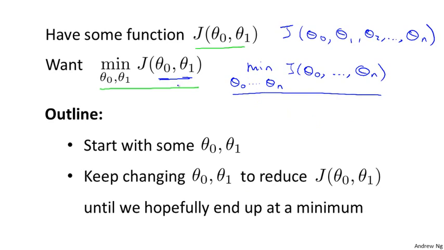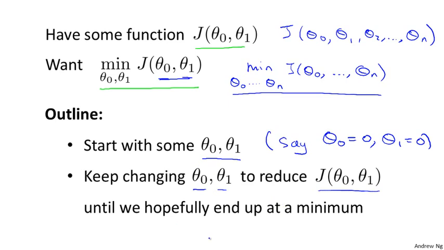Here's the idea for gradient descent. What we're going to do is start off with some initial guesses for theta 0 and theta 1. It doesn't really matter what they are, but a common choice would be to set theta 0 to 0 and set theta 1 to 0. Just initialize them to 0. What we're going to do in gradient descent is keep changing theta 0 and theta 1 a little bit to try to reduce J of theta 0, theta 1, until hopefully we wind up at a minimum, or maybe at a local minimum.